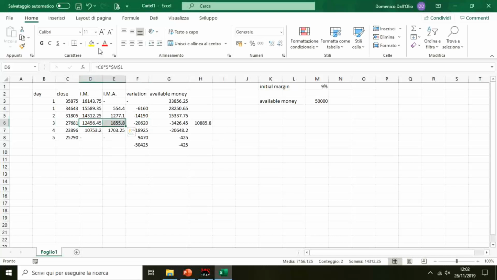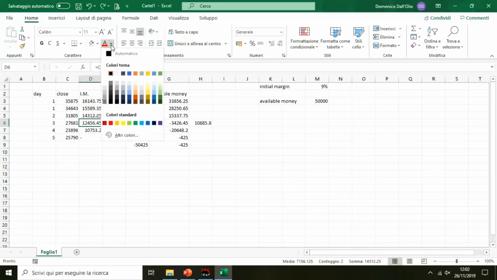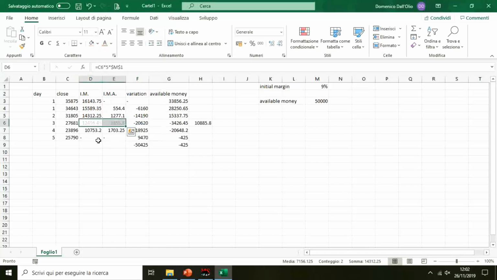This money amount is released. But to be stringent, what is released is the initial margin deposited the day before, because till this day is finished, this is the money amount deposited as a guarantee to cover your risks. Okay, so you have 14,312 euros deposited. So in the moment you close the position at 27,681, you have one last variation margin of minus 20,620.